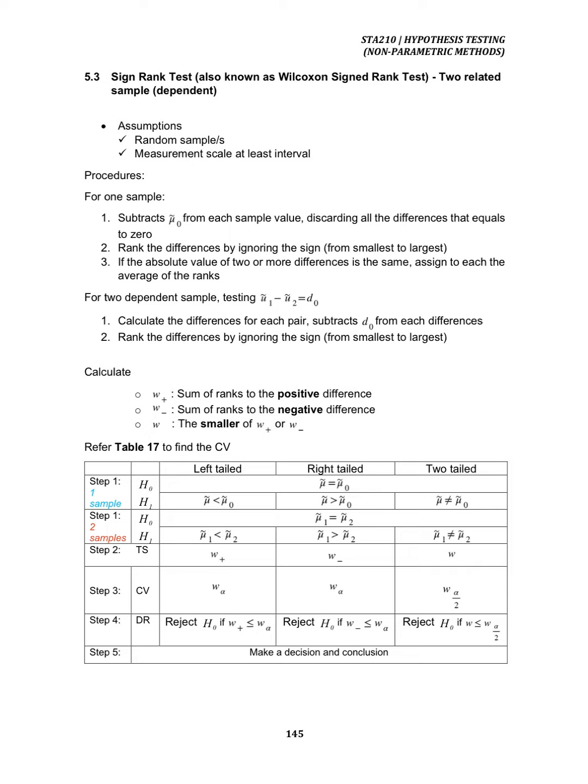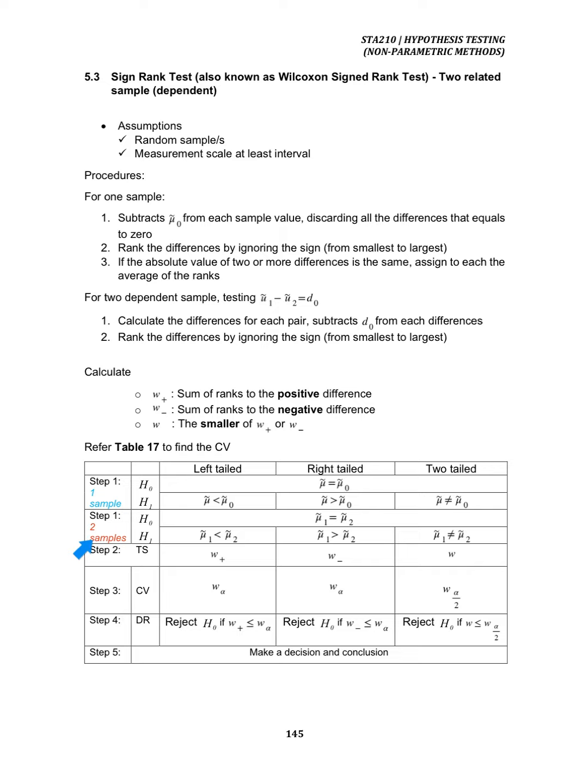So, the five steps involved in conducting the Wilcoxon sign rank test. First, as usual, you have to develop the null hypothesis and the alternative hypothesis. If the question involves one sample, the H0 is median equals median naught. For the left tail, median less than median naught. Right tail, median greater than median naught. Two tail, median not equal to median naught.